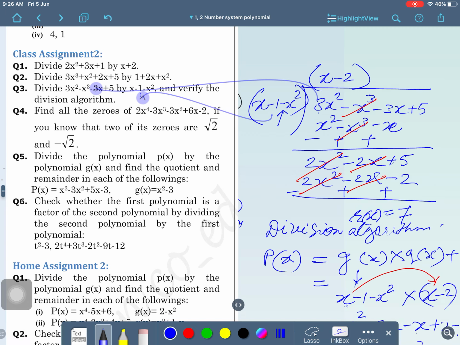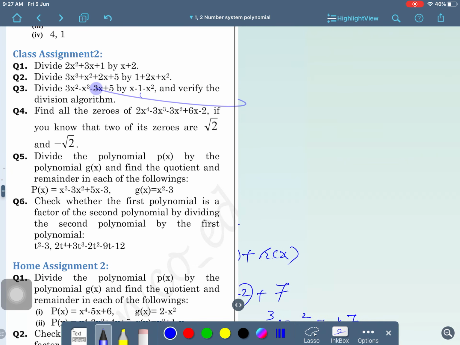Actually the method is, if I could do wrong here, you can do wrong here too, guys. So I will suggest you to write in order, degree wise. That is, minus x square first you have to write, and then plus x is to be written here, minus 1. Now the dividend also is to be written by degree: first minus 3x cube plus 3x square, and minus 3x and plus 5. Is that clear or not?